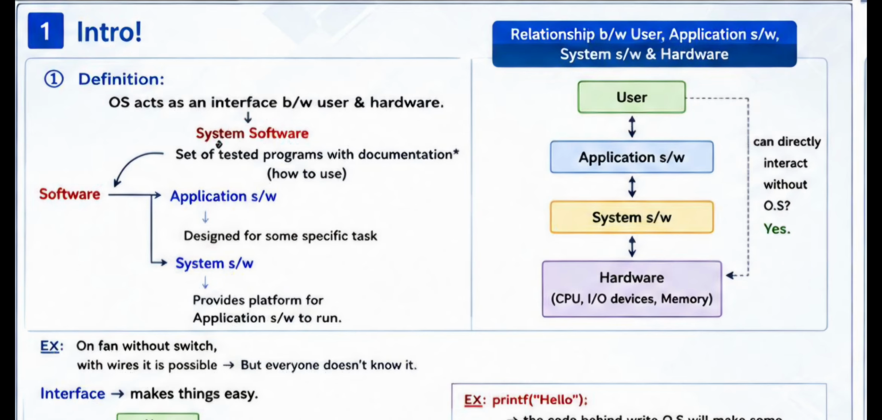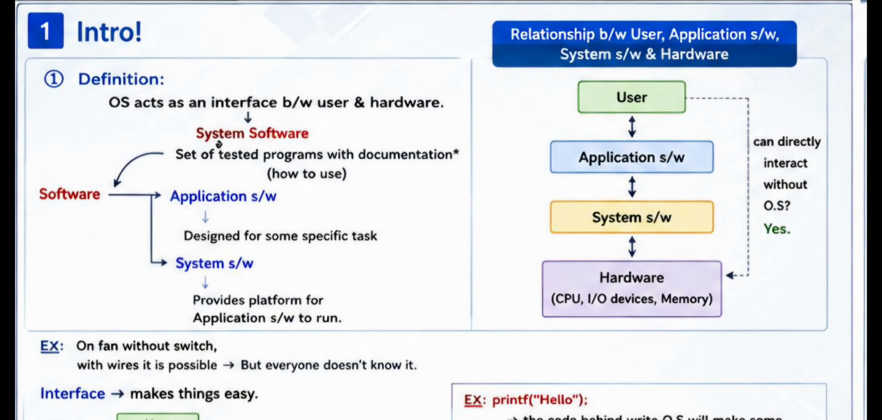So let's get started. Now, coming to the definition: an operating system is a system software which acts as an interface between the user and the hardware. Now, let us understand each term of this definition in detail.